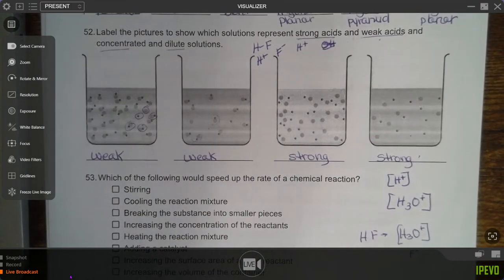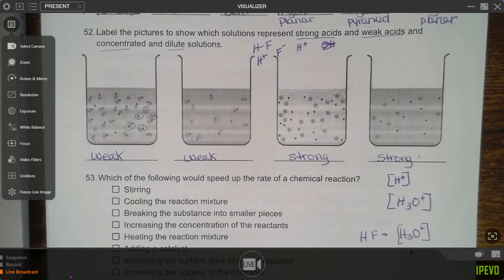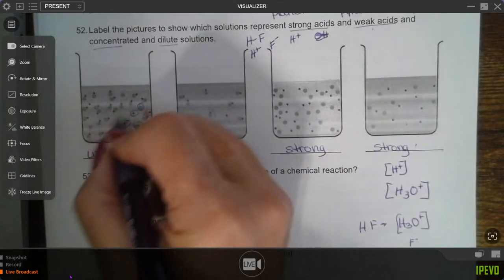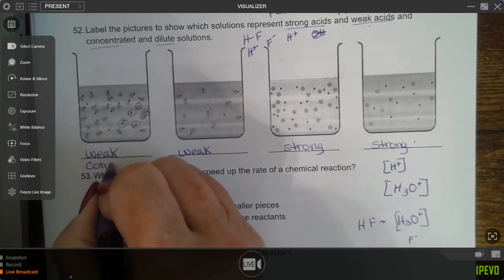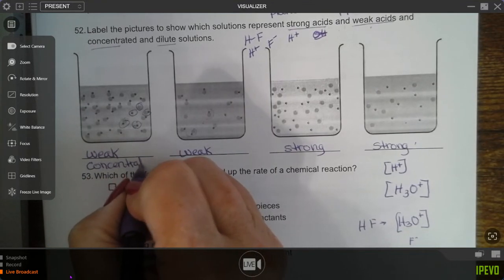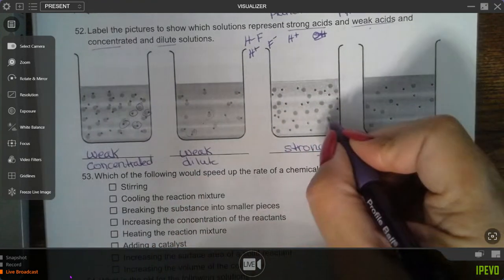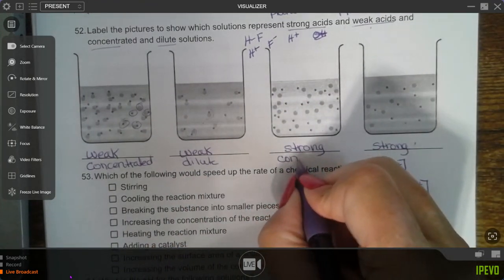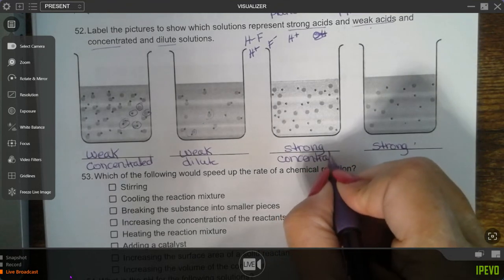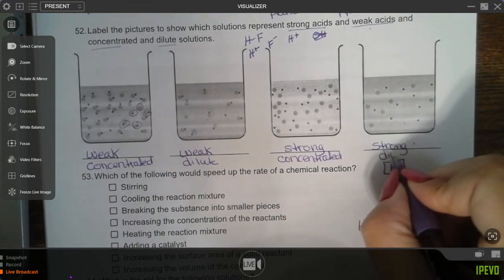And then concentrated versus dilute. Concentrated solutions are going to have a lot of solute particles, so more particles in the solvent. If you look, this is going to be concentrated. This is going to be dilute. This is going to be concentrated. This is going to be dilute.